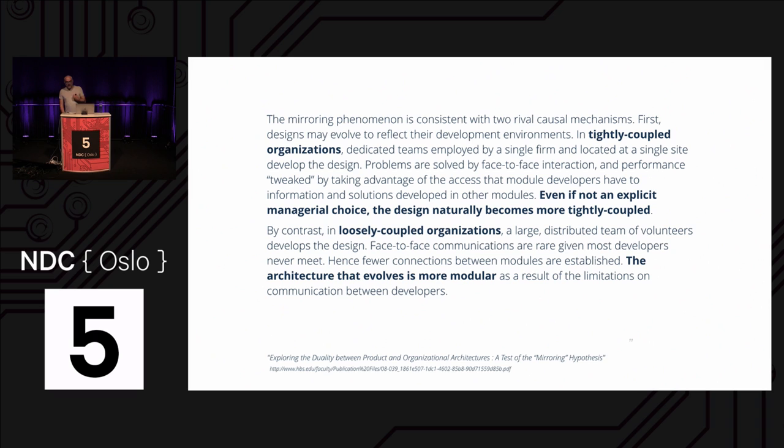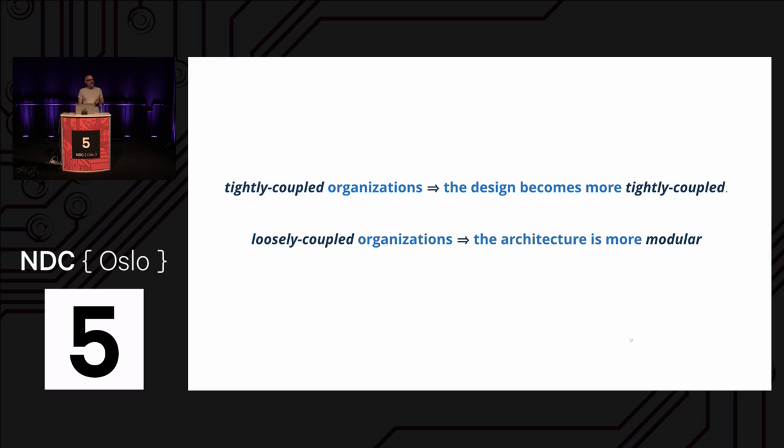What they came up with is highlighted: in tightly coupled organizations, even if not an explicit choice, the design naturally becomes tightly coupled. And in loosely coupled organizations, the architecture that evolves is more modular over time. So this is what they found, which backed up Mel Conway's original hypothesis. To reiterate, in tightly coupled organizations your design will become more tightly coupled. In loosely coupled organizations, architecture will become more modular around those coupling points.